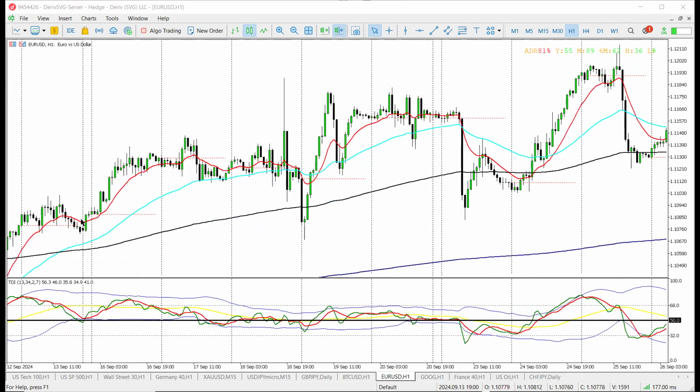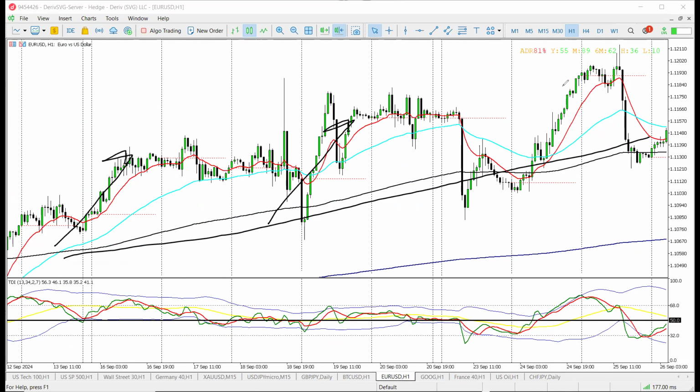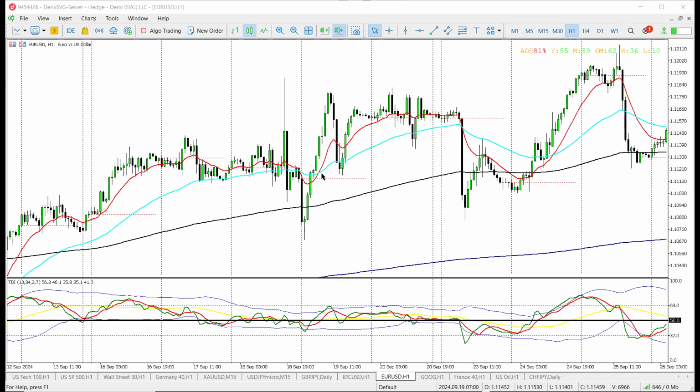For this price range, this is in September. You can see price is slanting upwards. That means for the most part, we are looking for longs. Each time price comes close to that 200 EMA, we're looking for longs. This is just a general overview. Of course, you need to refine your entries using other confluences.